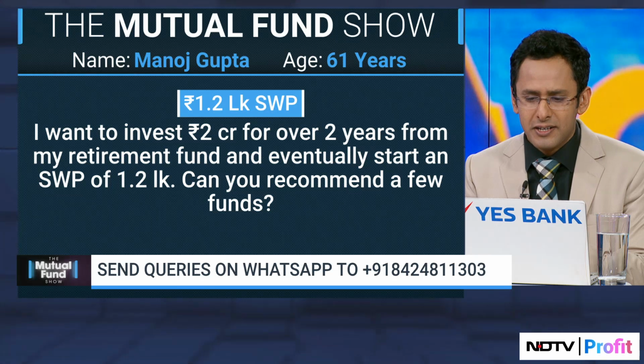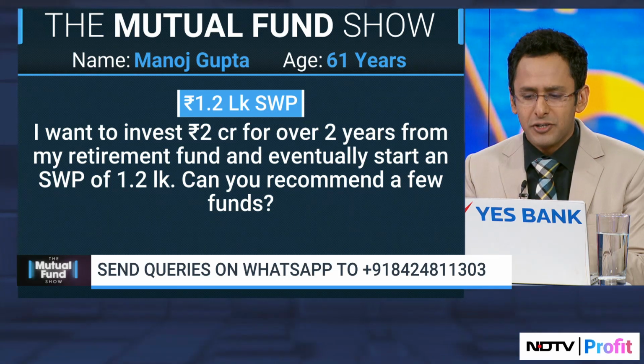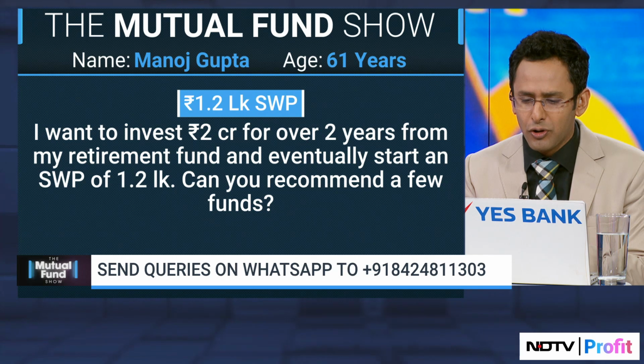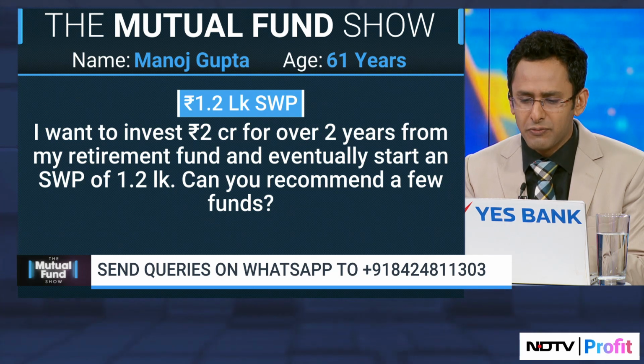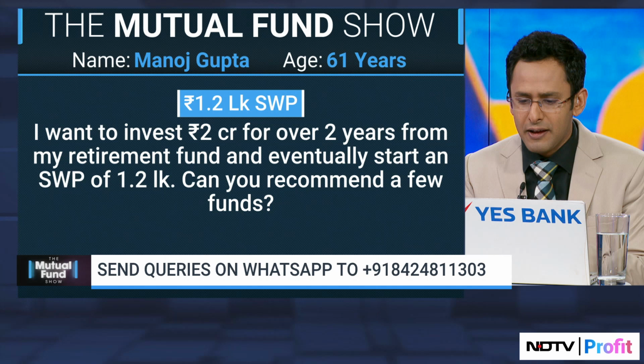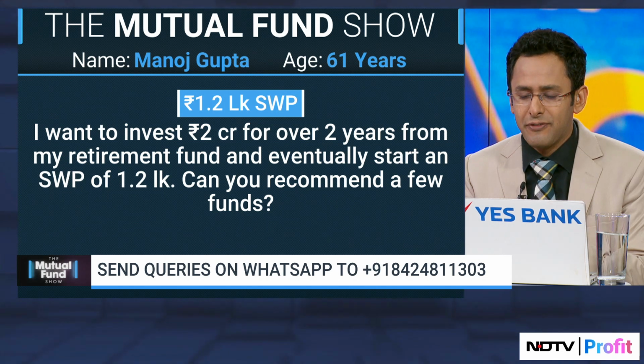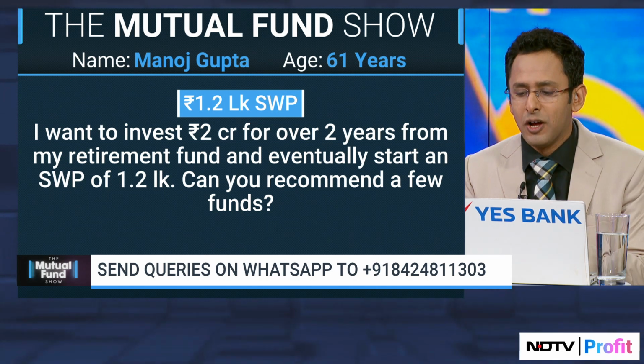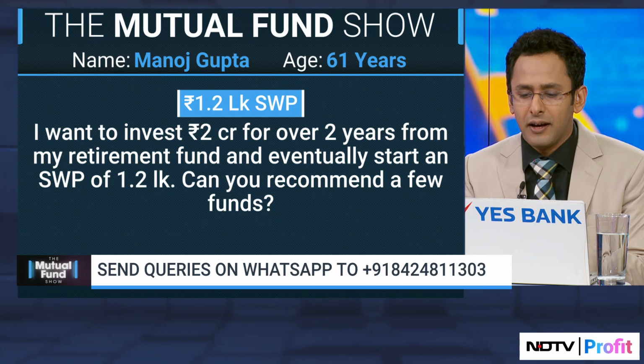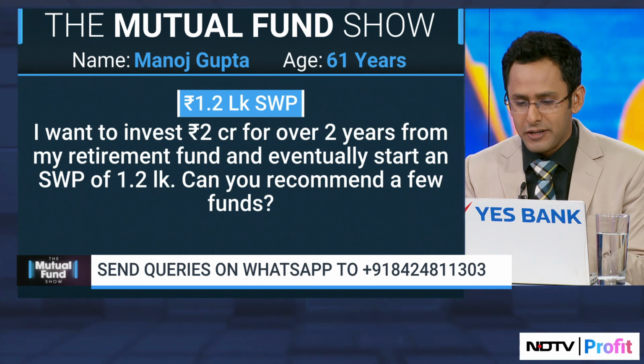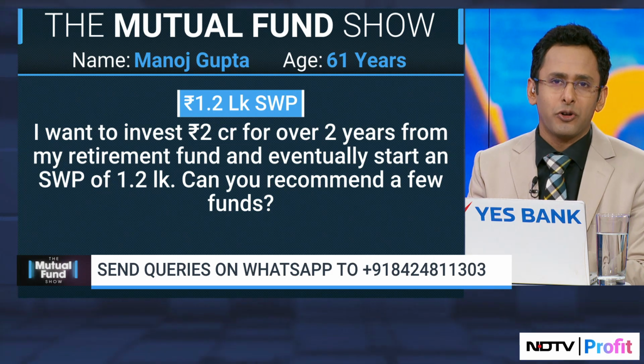Let's talk about Manoj Gupta's question. He is 61 years old and he's got, I would think, a sizable corpus, because he's saying that he wants to invest 2 crore of that corpus over the course of the next 2 years from his retirement fund and eventually start an SWP of 1.2 lakh. Can you recommend a few funds? So his requirement, I would think, on an ongoing basis for expenses is 1.2 lakh rupees, which he wants to service through SWPs or systematic withdrawal plans.